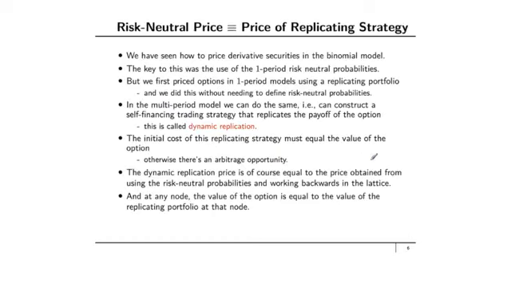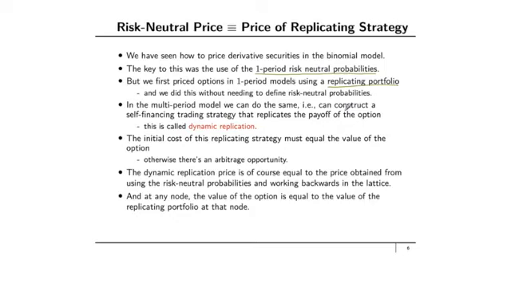Okay, in this slide, I want to talk about risk-neutral prices of securities and emphasize that, in fact, they're the same thing. Those prices are the same prices you get from constructing replicating strategies. Okay. So we have seen how to price derivative securities in the binomial model, and the key we saw to this was the use of one-period risk-neutral probabilities. But actually, we first priced options in the one-period models using a replicating portfolio argument. And we did this without ever needing to define risk-neutral probabilities. If you go back to that earlier module, you'll see we actually priced the one-period option by constructing a replicating portfolio. We only constructed risk-neutral probabilities afterwards, and we used these risk-neutral probabilities then to price all securities. But the first thing we did was we constructed a replicating portfolio in the one-period model.